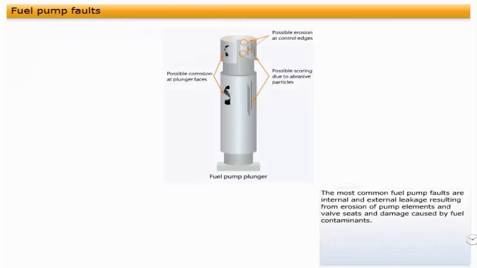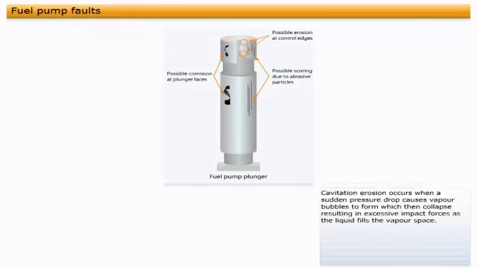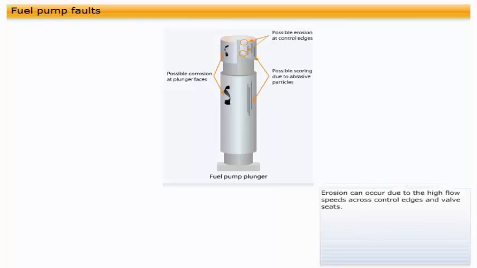The most common fuel pump faults are internal and external leakage resulting from erosion of pump elements and valve seats, and damage caused by fuel contaminants. Severe internal or external leakage can affect the timing and the quantity of fuel delivered to the cylinder. This can be caused by general wear or by cavitation erosion. Cavitation erosion occurs when a sudden pressure drop causes vapor bubbles to form, which then collapse, resulting in excessive impact forces as the liquid fills the vapor space. Erosion can occur due to the high flow speeds across control edges and valve seats. Abrasive and corrosive damage may occur due to fuel contaminants.